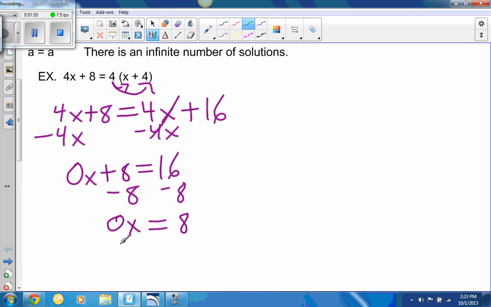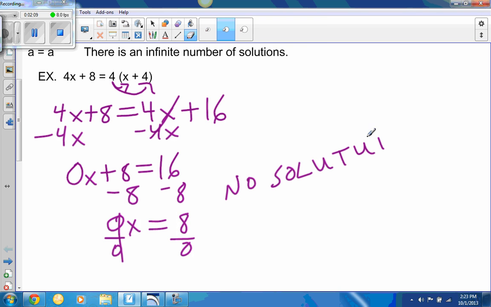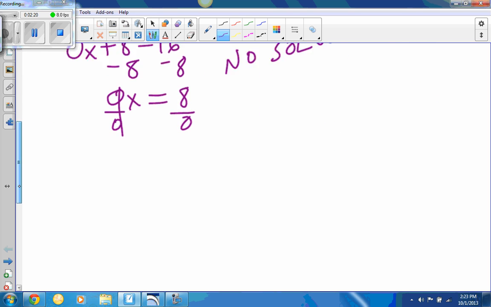Well, is that possible? Can I multiply 0 by anything and get 8? No, that's not a real answer. So there are no solutions to this problem. I can't multiply something times 0 and get an 8. It's not possible. No, wow, I apparently forgot how to spell. No solutions. No solutions to that one. Okay? No way to do it. So that's one of them.